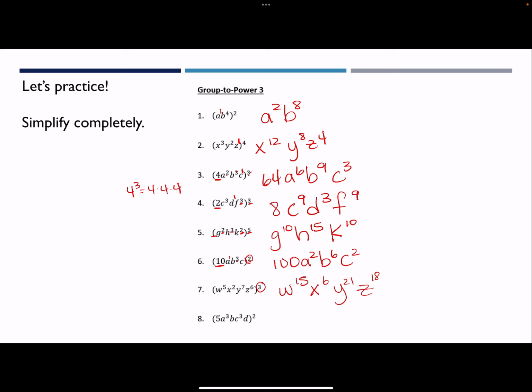And then number 18, we have that coefficient of 5. So we're taking 5 to the second power. So 25, and then multiplying all the exponents. A to the 6th, b to the 2, right? Because this is b to the first. C to the 6th, d to the 2. Okay.